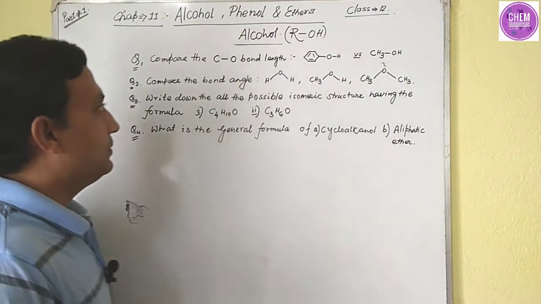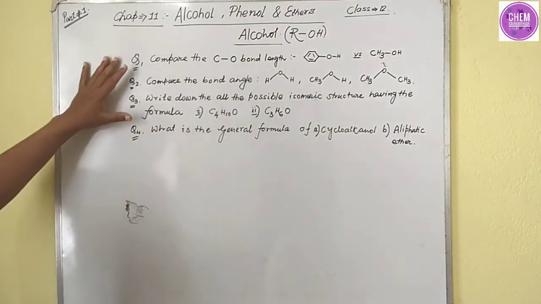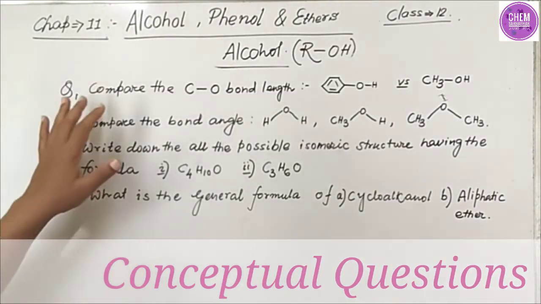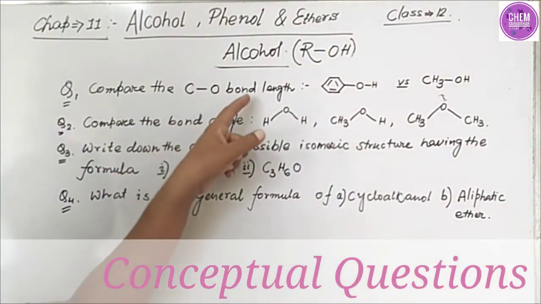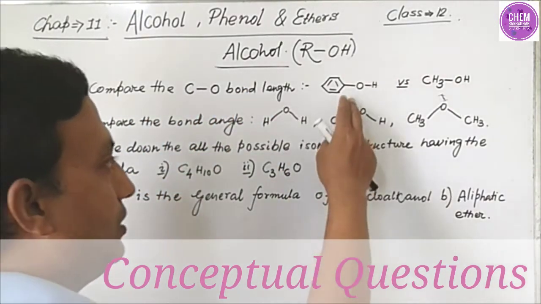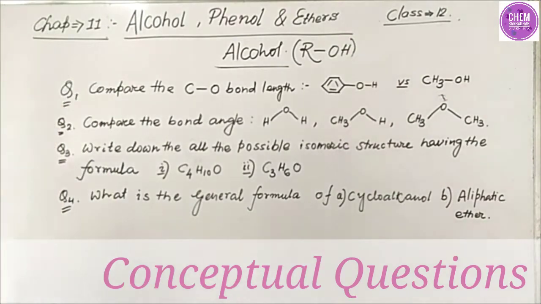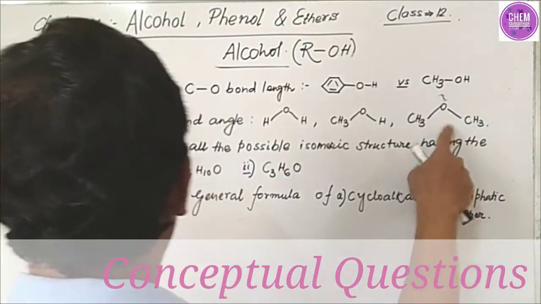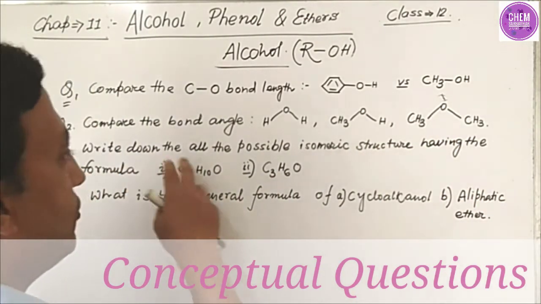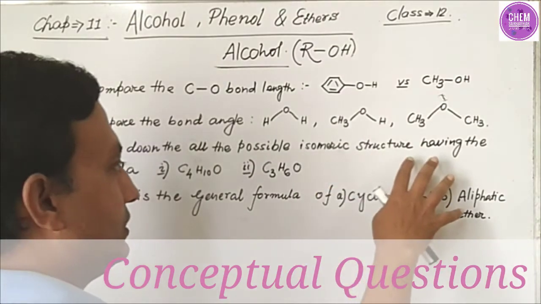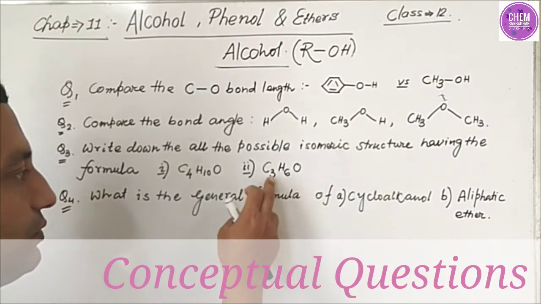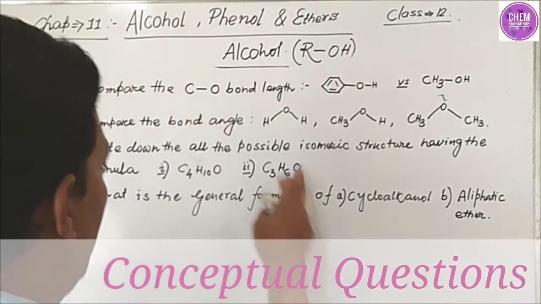Before we start the topic, let us look at 4 different types of questions. The first one, compare the carbon oxygen bond length in phenol and methyl alcohol. Question 2, compare the bond angle of water, methanol and dimethyl ether. Question 3, write down all the possible isomeric structures having the formula C4H10O and another one is C3H6O.